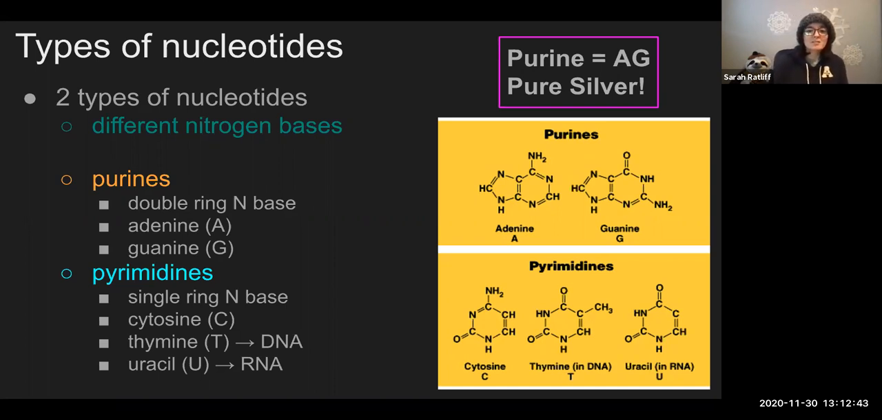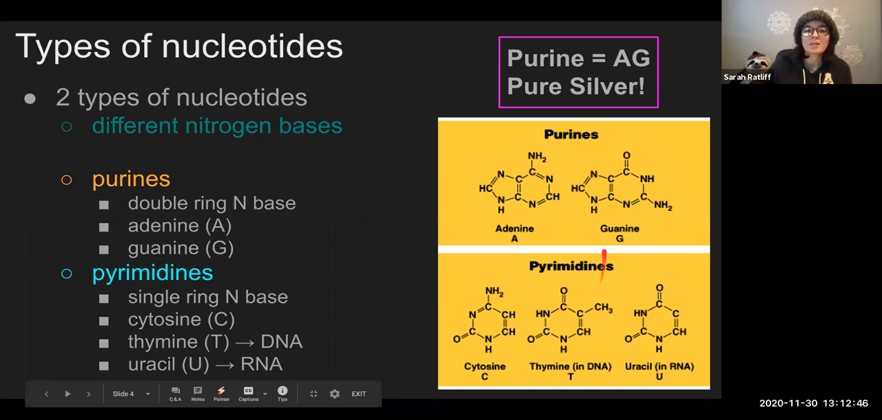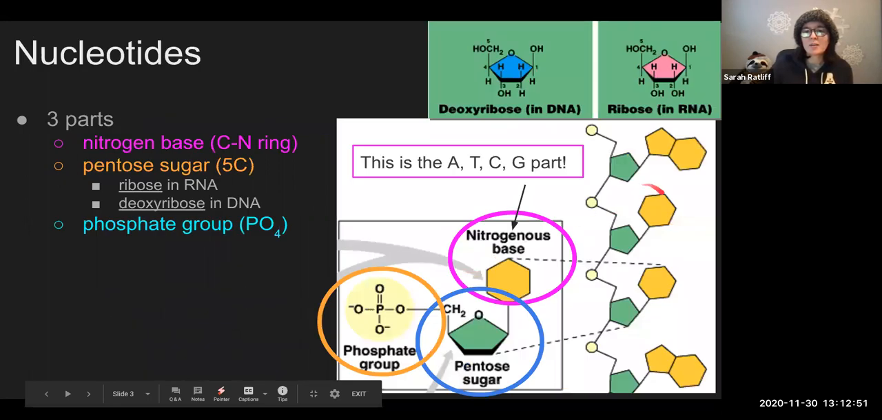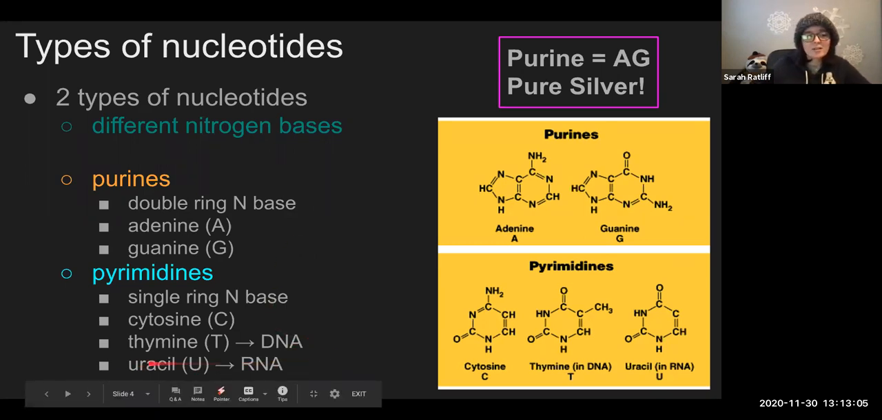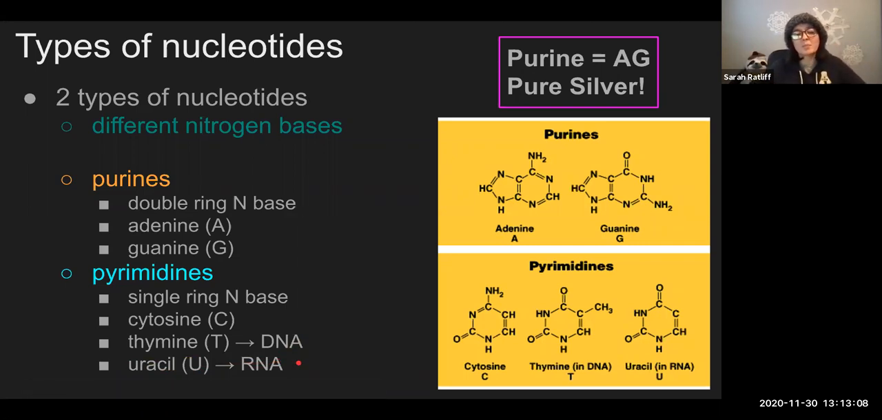And pyrimidines are single rings. Purines are double, pyrimidines are single. So again, looking back here, the second one down is just a single hexagon. That would be our pyrimidine. These are the two leftover bases, cytosine and thymine. Thymine, because we are looking at DNA. Again, you can ignore this RNA part. We're gonna get into RNA after the break next semester. But when we do, your cell is a pyrimidine. That's the category it is. So we have purines, double ring, pure silver, A and G, pyrimidines, single ring, the leftover two, cytosine and thymine.